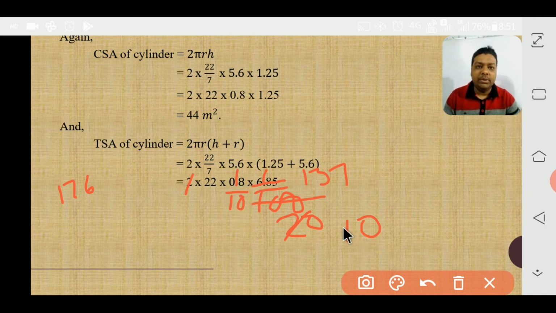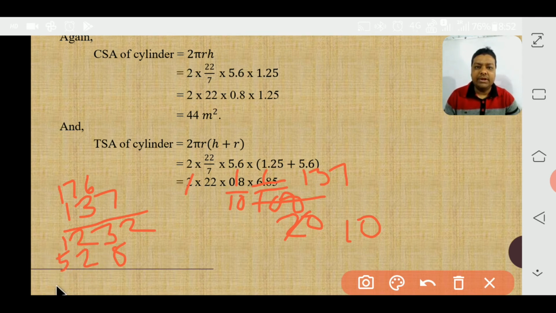100 is in the denominator. 22 into 8 is 176, and we have to multiply it with 137. So it will be what? 6 sevens are 42, 2 carry 4, 7 sevens are 49 and 4 is 53, 3 carry 5, 7 ones are 7 and 5 is 12. Now 6 threes are 18, 8 carry 1, 7 threes are 21 and 1 is 22, carry 2, 3 ones are 3 and 2 is 5.